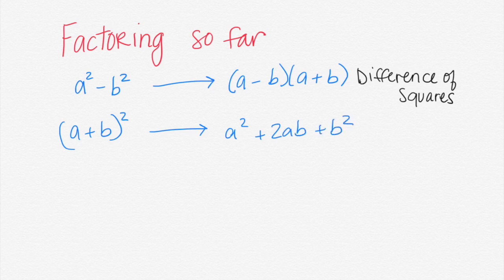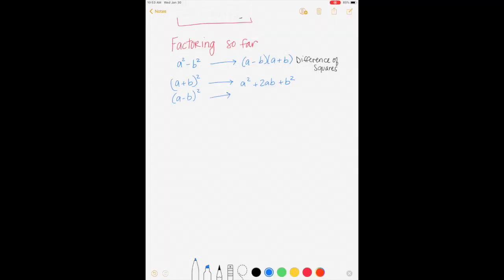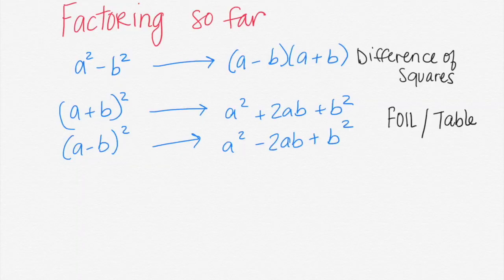We also learned about when the square happens outside the parentheses. So when you have a binomial, a plus b, and then you square it on the outside, or it could also be a minus b and you square it. Basically, we're going to have a squared plus 2ab, or minus 2ab, plus b squared. So you can use the FOIL or a table, but essentially that's going to be the answer.